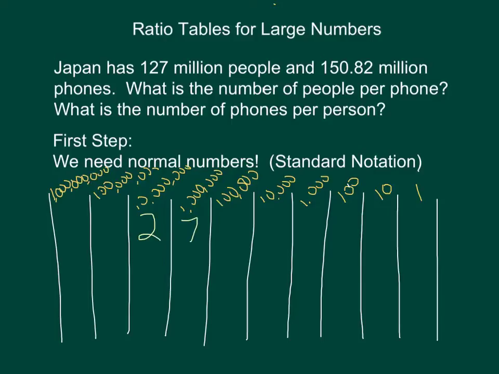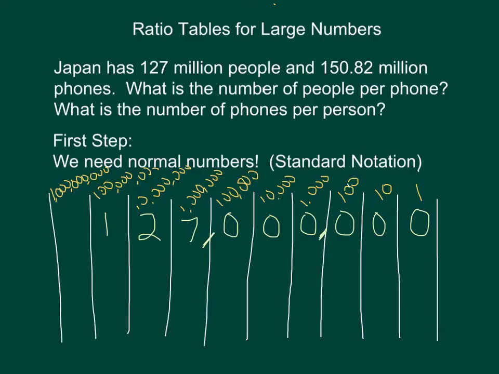But this is not 27 million, this is 127 million. So I need a 1 in the 100 millions place, a 2 in the 10 millions place, and a 7 in the 1 millions place. Right now this looks like I just have 127, which doesn't make any sense at all. So I have to put in my zeros as placeholders to show that I don't have anything in those place values, but they still count. Then I put in my commas. Starting from the right, I count 3 spaces over and put a comma, 3 spaces over again and put a comma. So I have 127 million.